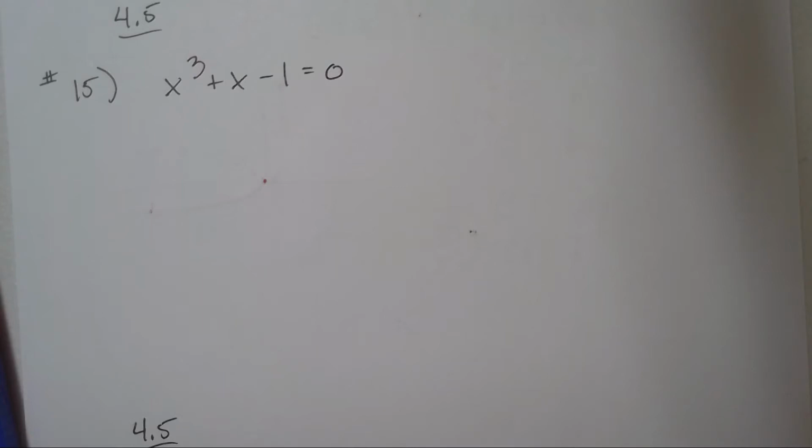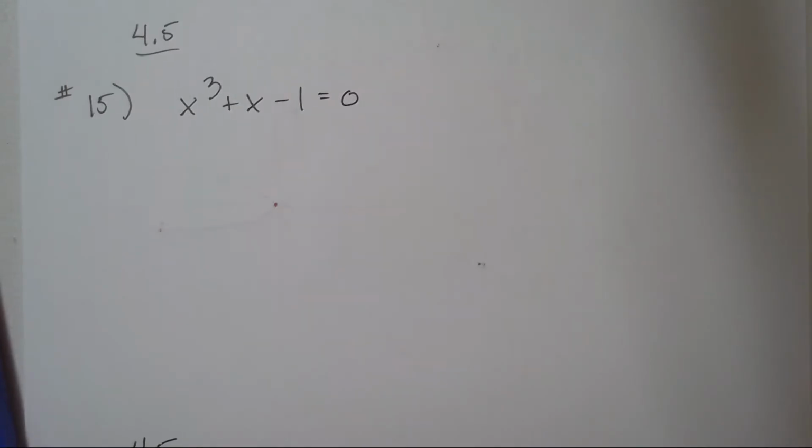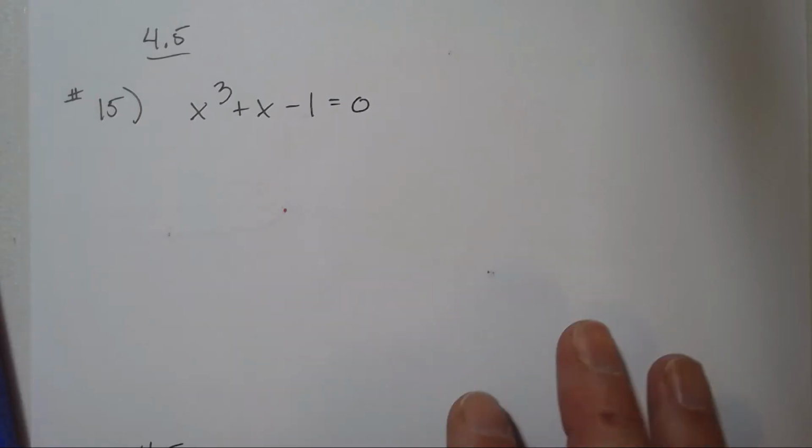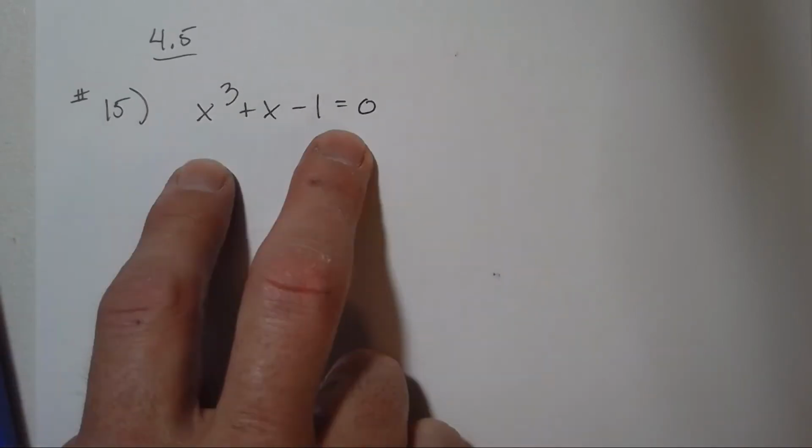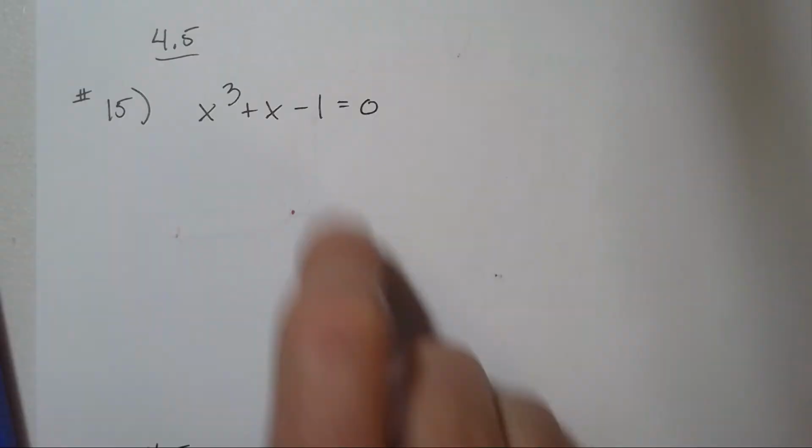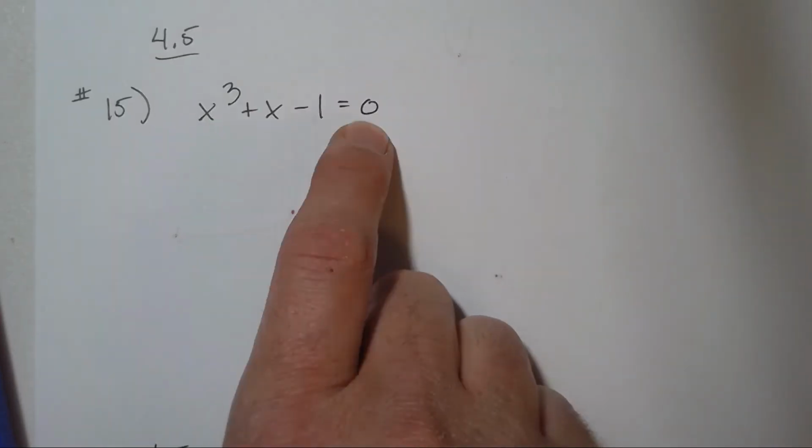Alright, 4.5, number 15. It says, use Newton's method to estimate all real solutions of the equation. Make your answers accurate to 6 decimal places. So we'll be finding the solution to this using Newton's. We need to know when it crosses, when it's 0, so when it crosses the x-axis.